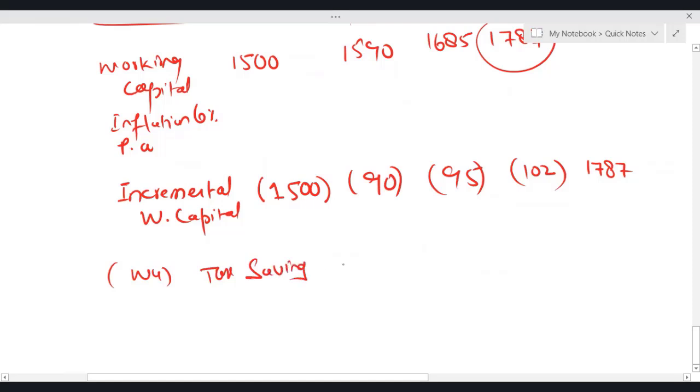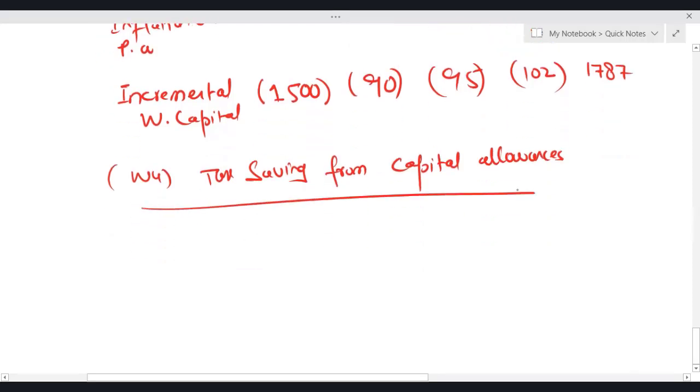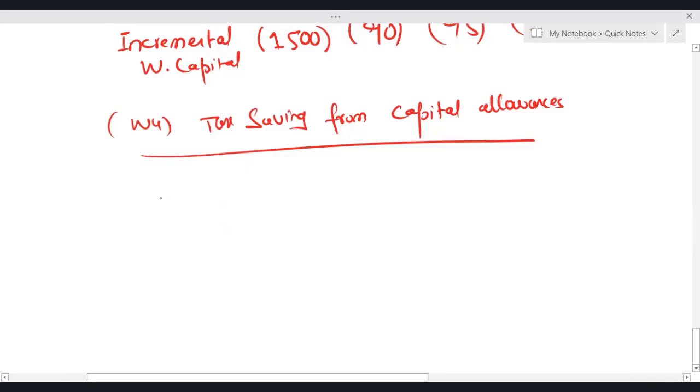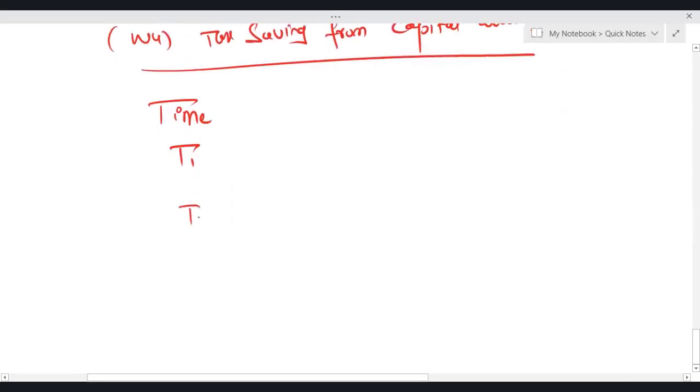Tax saving from capital allowances, for T1, T2, T3, T4. Simply capital allowance, another term which you can use is tax depreciation.